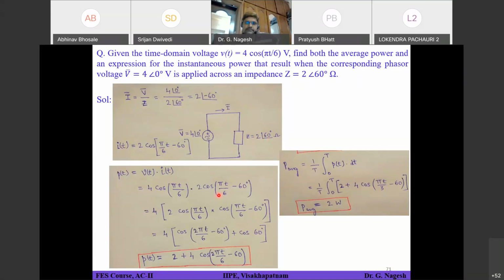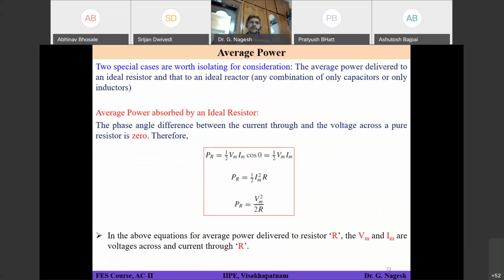Clear now how to solve this problem to everyone? Yes. Okay.